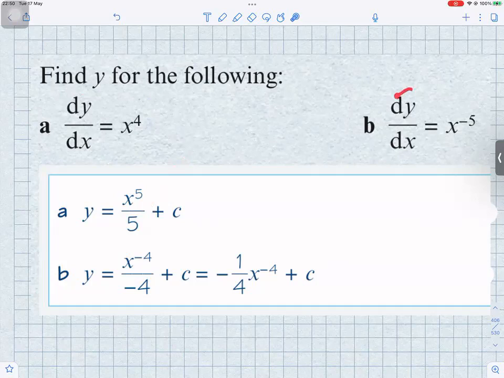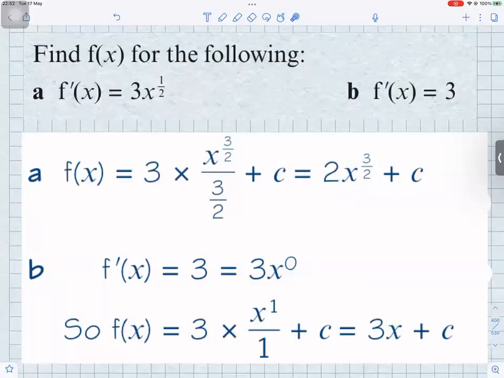And for b, dy over dx is equal to x to the minus 5. To integrate, add 1 to the power. Minus 5 plus 1 gives you minus 4. And you divide by minus 4, which you can write as minus 1 over 4 times x to the minus 4 plus c. That's the answer for that one.